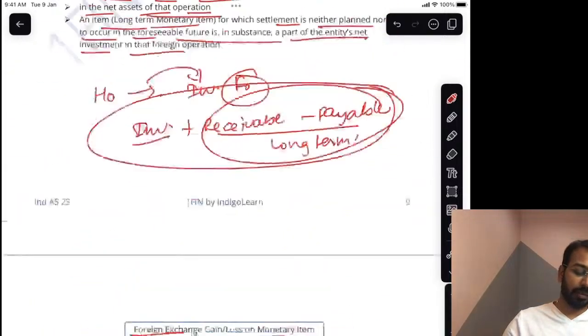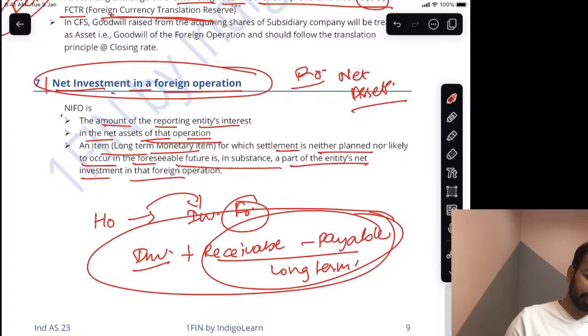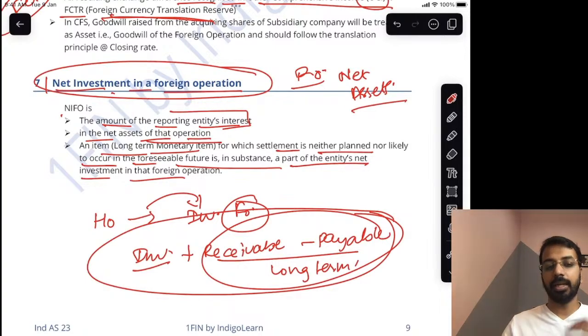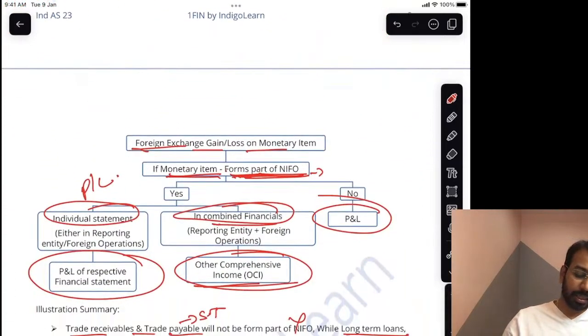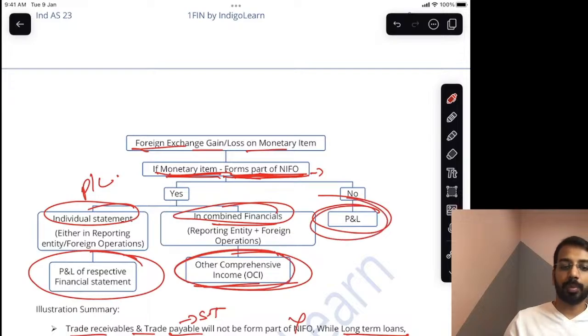So here what are we saying? That the reporting entity has made certain investments in the other entity and we are doing the consolidation. Then for a monetary item which forms part of NIFO, you take it to OCI. In other cases, you take it to P&L.